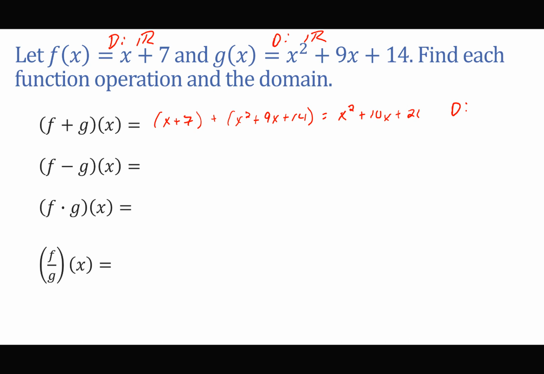My new sum or addition of functions creates x squared plus 10x plus 21, which is a parabola. My domain of that one is all real numbers. There's no restrictions on that, and there were no restrictions on f of x alone or g of x alone. So that's why I can just say, yep, any number will work. I can put any x value.